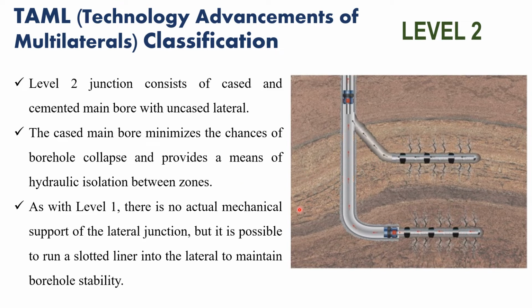As with level 1, there is no actual mechanical support of the lateral junction, but it is possible to run a slotted liner into the lateral to maintain borehole stability. So slotted liner running is possible to maintain the borehole stability. Slotted liner, its application and function will be looked at in the later lectures.